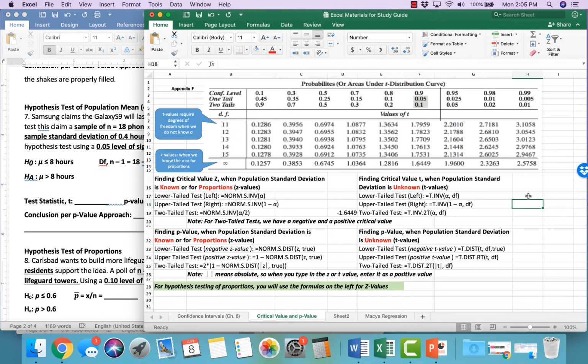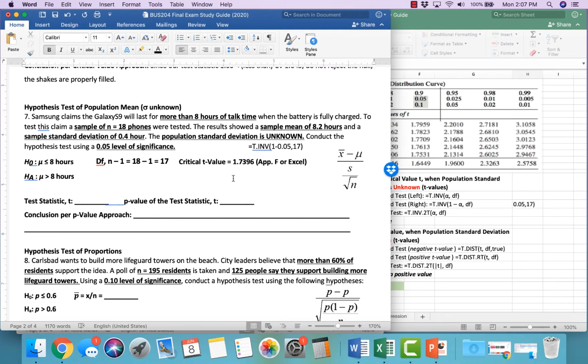So looking at our Excel file, we're working with critical t-values. So I'm going to be over here on the right side where it says finding critical value t when population standard deviation is unknown. And since I'm working with an upper tail test, I'm going to use this formula right here. So I'll type in equals T.INV, and then I'll type in 1 minus our alpha of 0.05, comma, and then enter the degrees of freedom, which was our 17 we found, closing parentheses and hitting enter. Our critical value t is 1.7396.